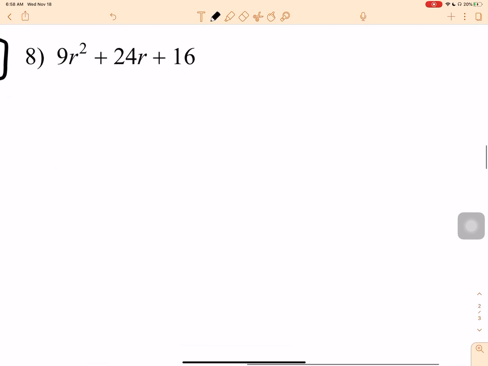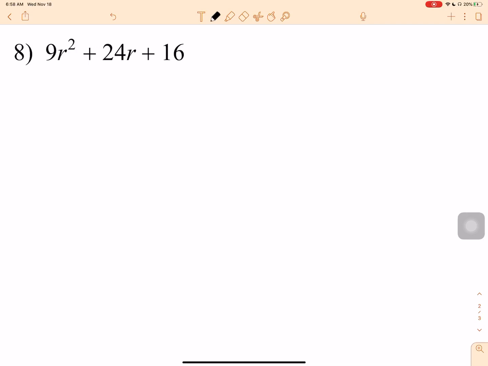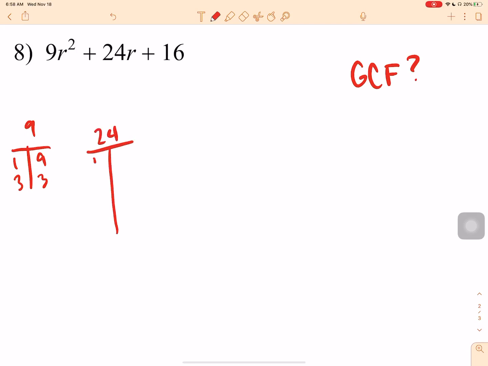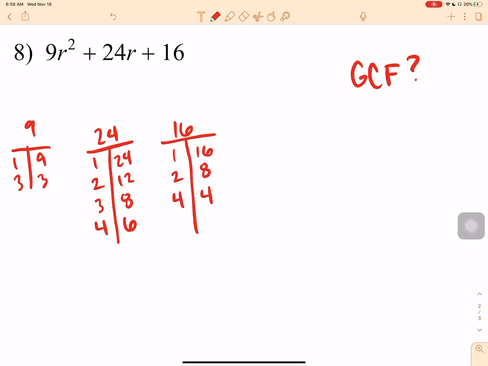So here is a factoring one. So we want to see, is there a GCF? It doesn't look like it, because the factors of 9 are 1 times 9 and 3 times 3. For 24, we have 1 times 24, 2 times 12, 3 times 8, 4 times 6, and then it starts to repeat. And for 16, we have 1 times 16, 2 times 8, and 4 times 4.